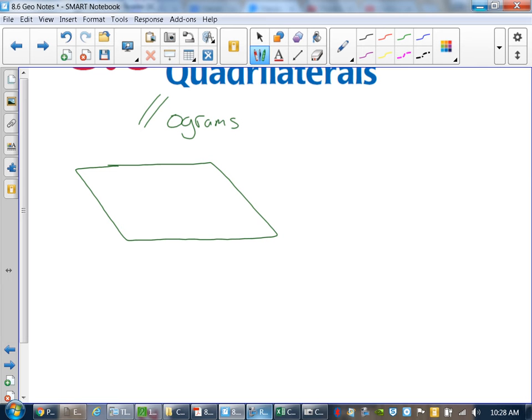Opposite sides are parallel. Convenient, because it's called a parallelogram, that there should be at least something parallel here. Opposite sides are congruent. Very good. Opposite angles are congruent. Very good.